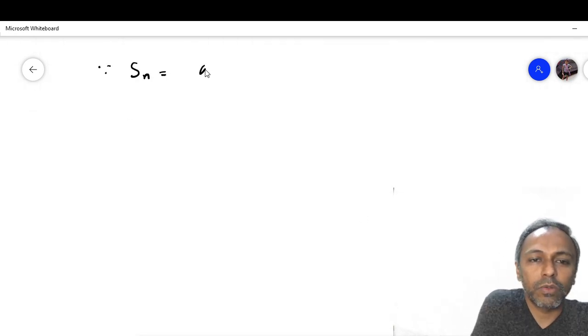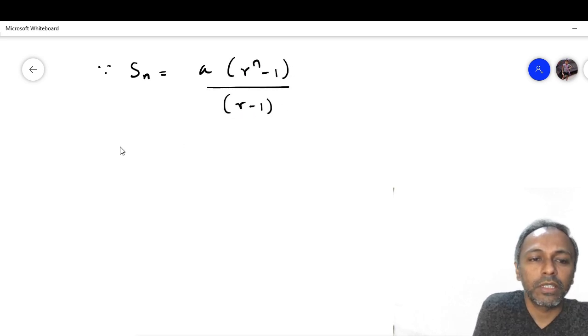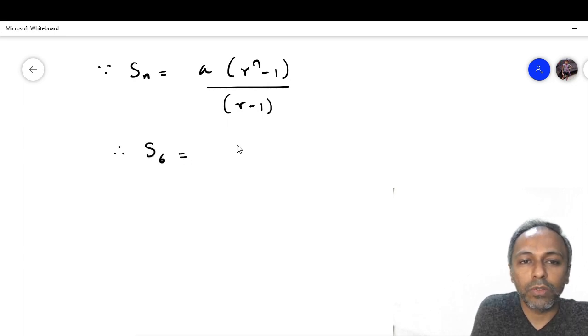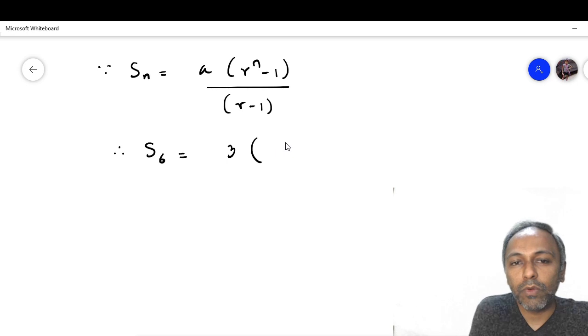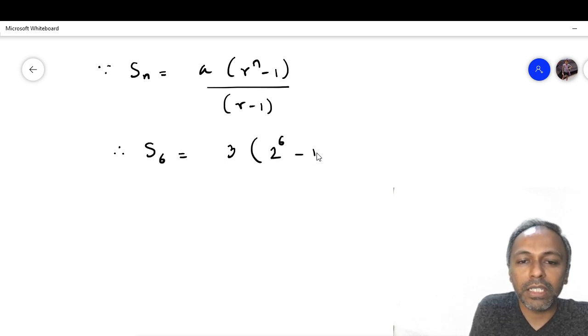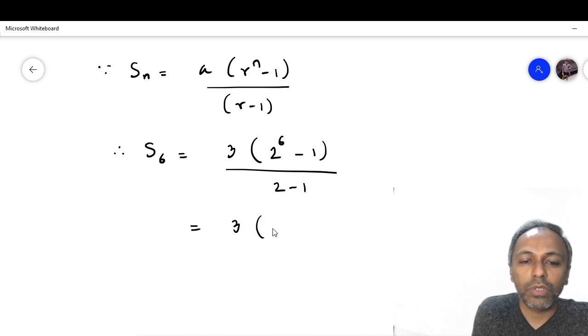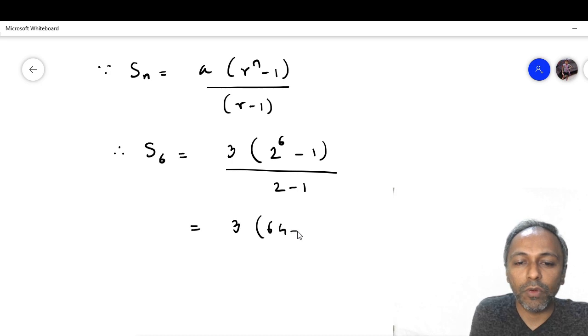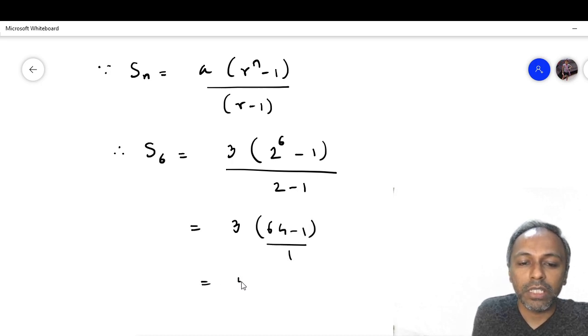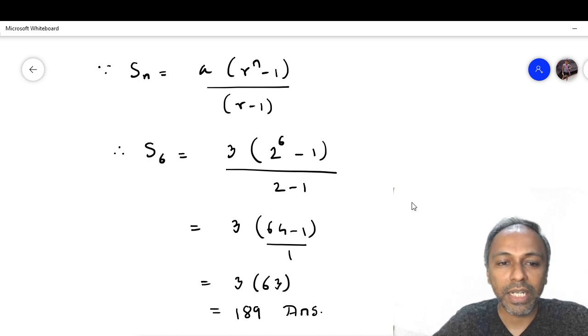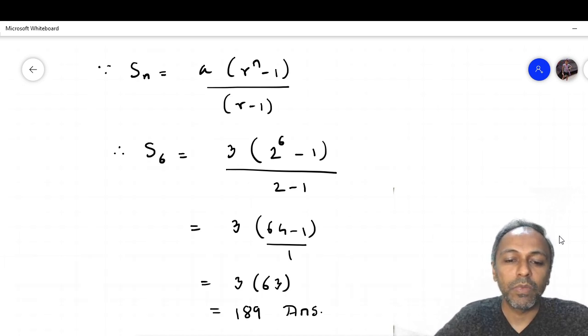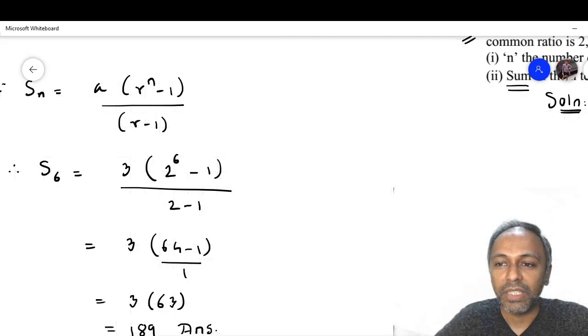Sn is equal to a into r raised to n minus 1 upon r minus 1. Therefore S6 is equal to a was 3, r was 2, n is 6, so 3 into 2 raised to 6 minus 1 upon 2 minus 1, which is 3 into 64 minus 1 upon 1, which is 3 into 63, which gives you 189. So the second part of the question, the sum of those terms, is 189. That is what was asked.